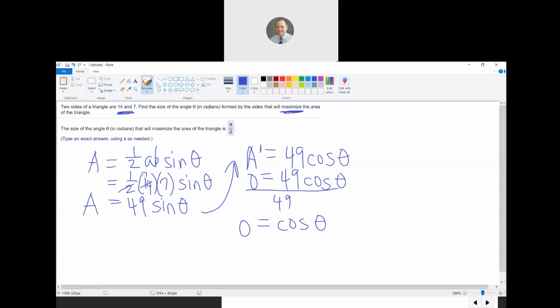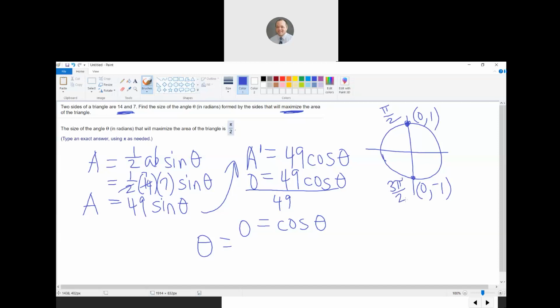Now, to find theta, you just simply ask yourself, where on your unit circle is cosine 0? Well, cosine is the x value. And cosine is 0 at 2 places, at 90 degrees or pi over 2, and also 3 pi over 2 or 270 degrees.